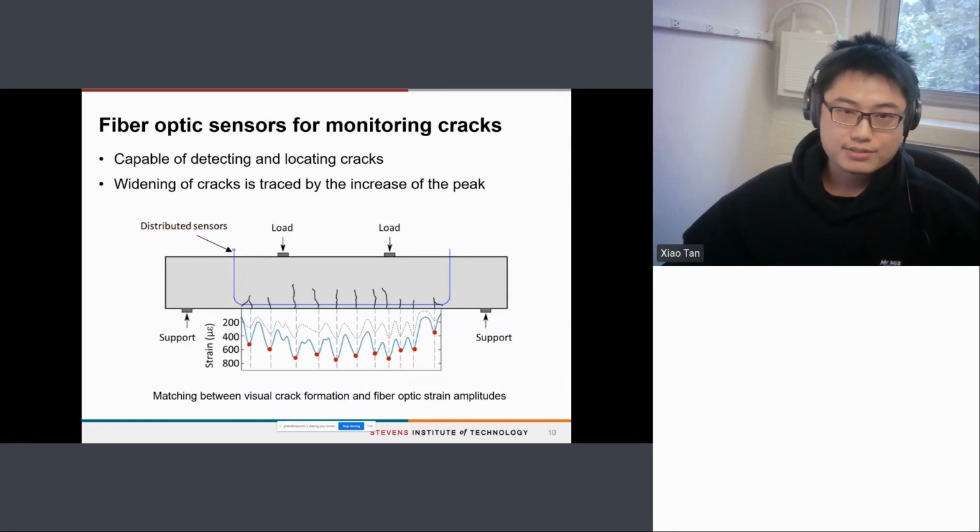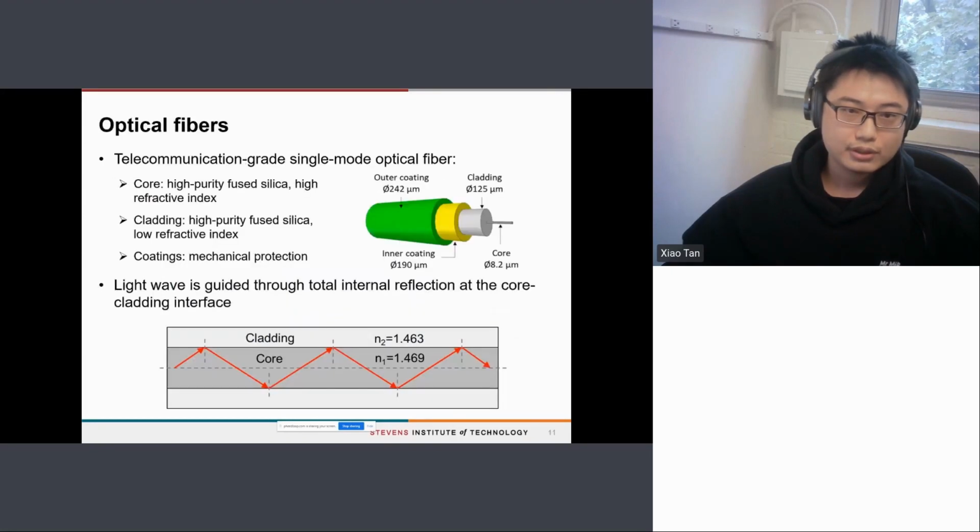Compared with existing methods, fiber optic sensors are a type of promising method for monitoring cracks, which can detect and locate cracks. In addition, the widening of the cracks is traced by the increase of the peaks. Fiber optic sensors use optical fiber for the measurement. Normally, a telecommunication-grade single-mode optical fiber consists of core, cladding, and coatings. The principle of fiber optic sensor is through total internal reflection of the guided light at the core and cladding interface.